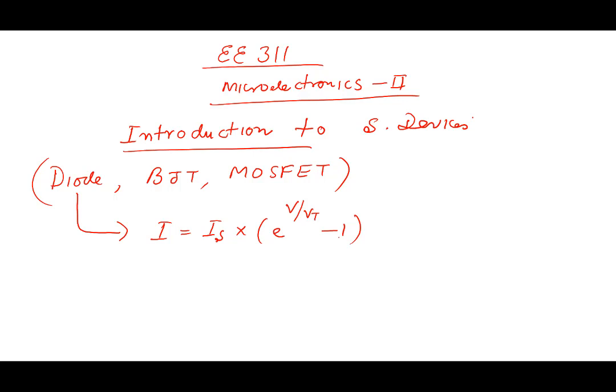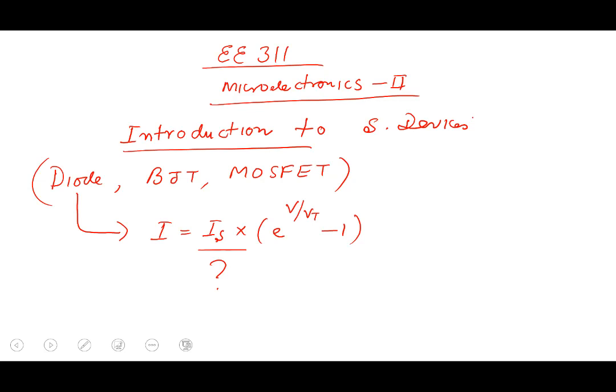What would IS and VT depend on? So you would like to know, what is this IS? And VT. VT is the KT by Q, right? KT by Q, all right. So is that the only interest, to know what is IS? If I give you an expression for IS, is that the end?